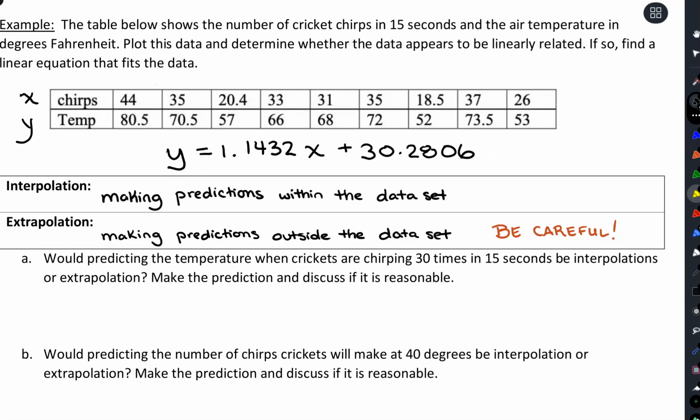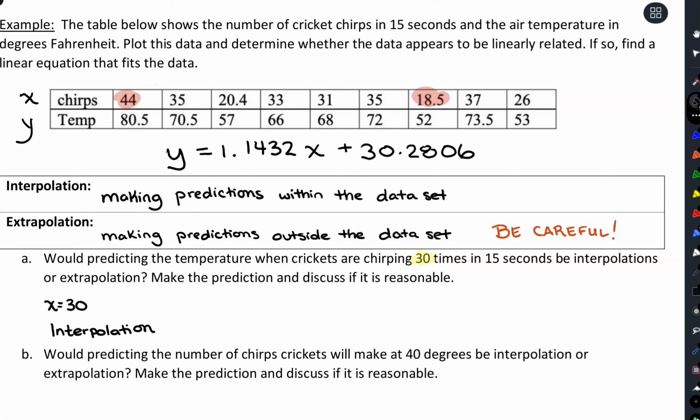Okay, so would predicting the temperature when crickets are chirping 30 times in 15 seconds be interpolation or extrapolation? So what I'm doing is I'm looking at this x equals 30, and I'm seeing if it's within our data set. We can actually see the lowest value of 18.5 and the largest value of 44. So because 30 is between those two values, this would be interpolation, which we can trust our predictions with. So make the prediction and discuss if it's reasonable.